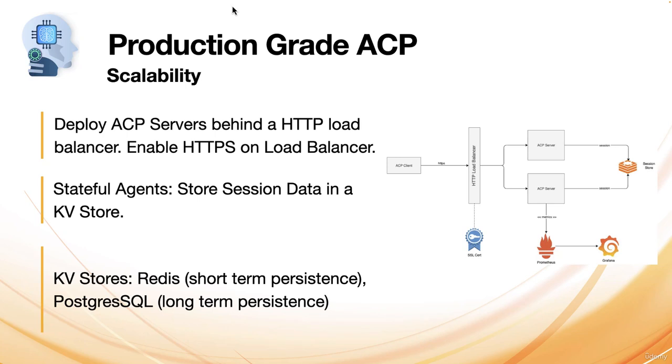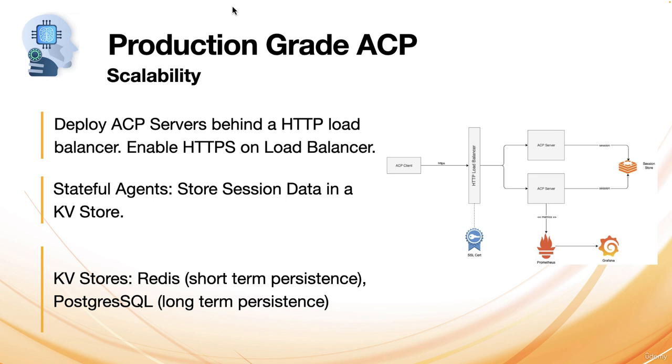Okay, let's talk about the scalability in ACP. As I mentioned in the previous lecture, it's highly recommended that you deploy your ACP servers behind a HTTP load balancer. You can do this in many different ways. For example, you can deploy your own load balancer, such as Nginx, or you can use load balancers available in public cloud, such as an application load balancer in Amazon Web Services.